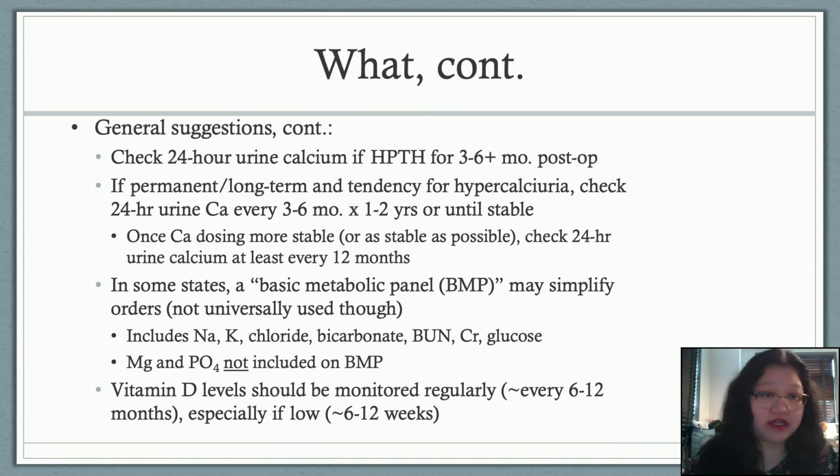In some states, you can get a basic metabolic panel. I think Dr. Kohlmeyer mentioned this. Remember, it does include all the electrolytes, but it does not include the albumin, and also it does not include the magnesium and phosphorus. So those would have to be ordered separately. If you order a complete metabolic panel, that will include the albumin, but you'd still have to order magnesium and phosphorus separately. And then vitamin D levels should usually be checked every 6 to 12 months, especially if it's low.